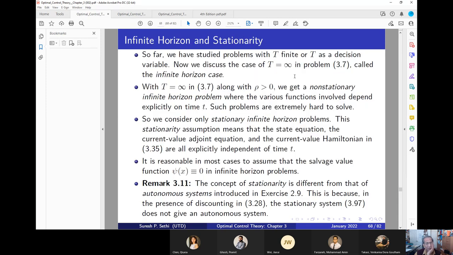We now go to the infinite horizon problem. So far, we have studied the problem where T was finite or T was a decision variable. Now we discuss the case where T actually is infinity. We had formulated such a problem in chapter 1. The advertising problem, which was example 2, was an example in which T was infinity.